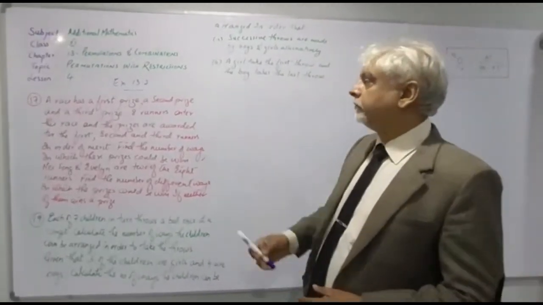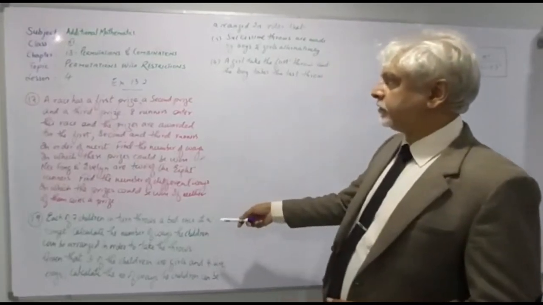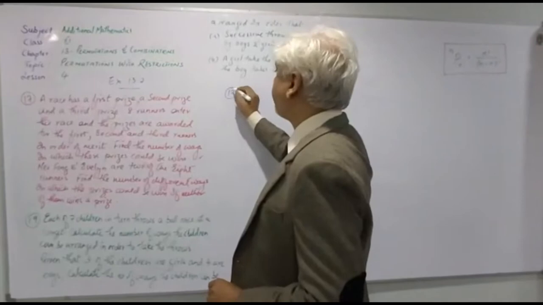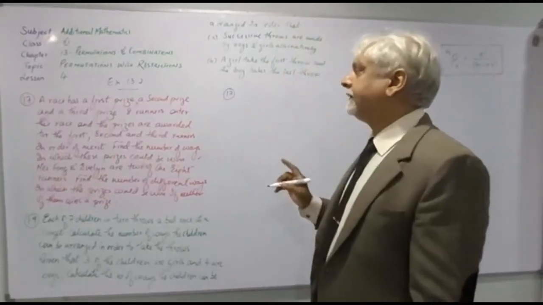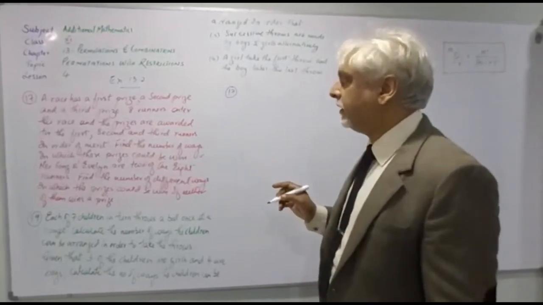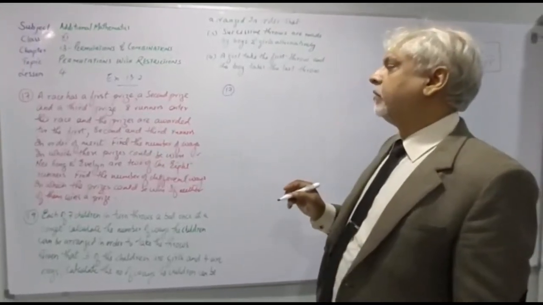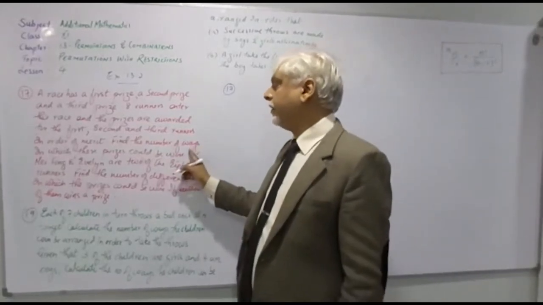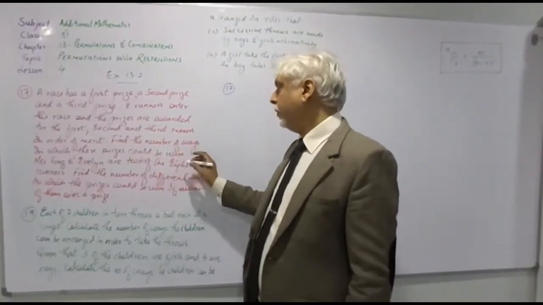So, I've just managed to do questions. Question number 17. A race has a first, second and third prize. And there are 8 runners that enter the race. The prizes are awarded for the first, second and third runners in order of merit. Find the number of ways in which these prizes could be won.